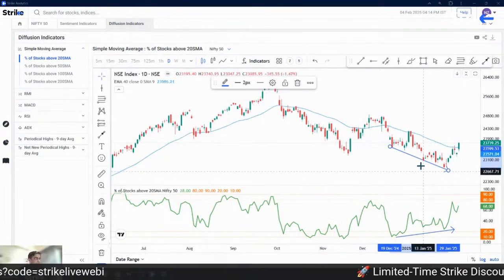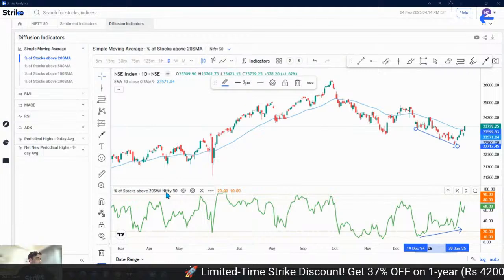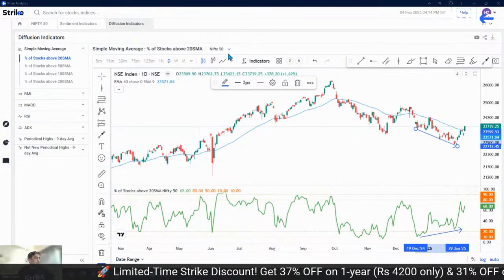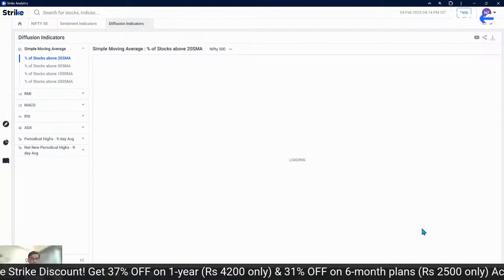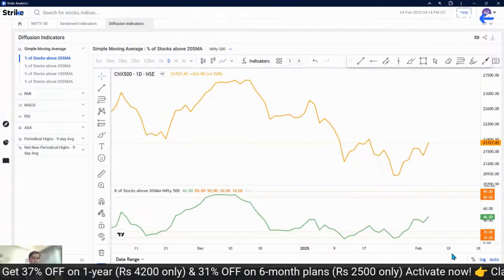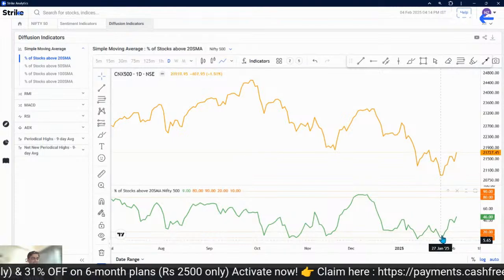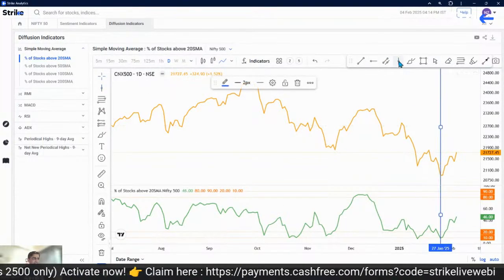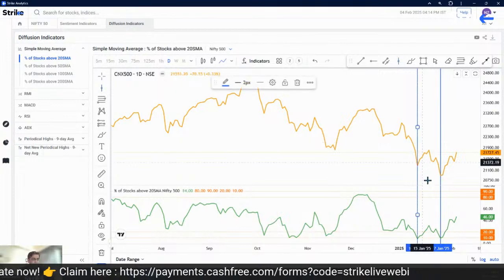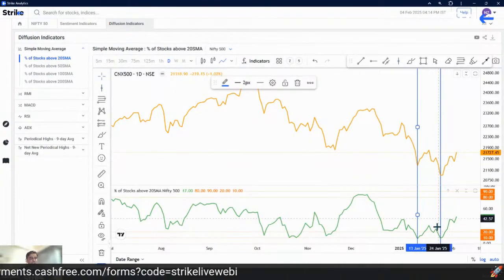All right. So yes, this was percentage of stocks above 20 SMA for Nifty 50. You can also convert it into Nifty 500, and the reading will come accordingly. This indicator is still going up. You could sense that this particular indicator was at its bottom level, at an extreme level, which indicated a short term bounce back.